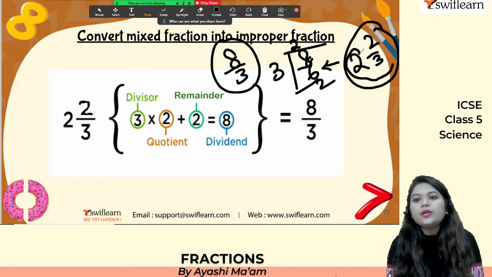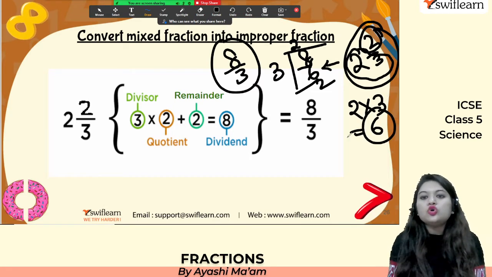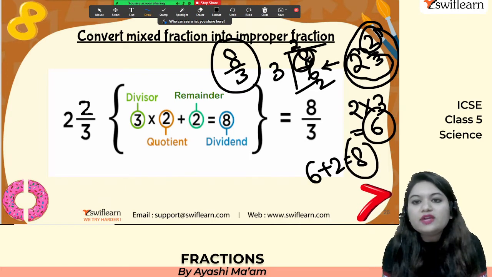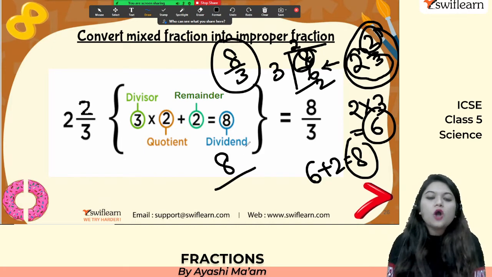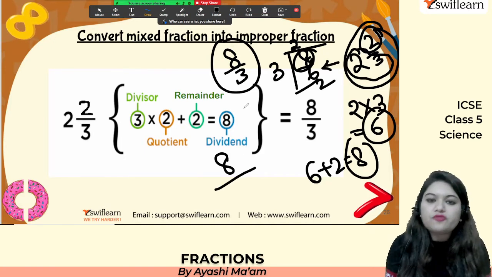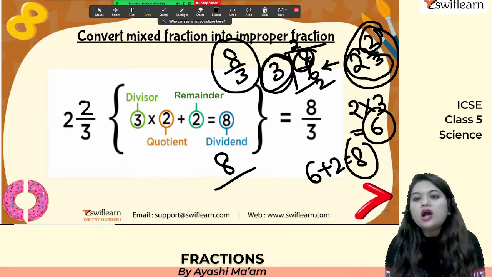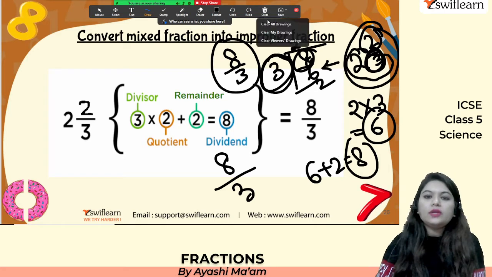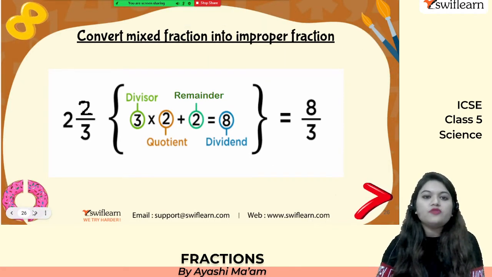So just see, simply go in the diagonal direction at first. So 2 into 3 is going to give you a 6. And if you do 6 plus 2, that is going to give you 8, which is nothing but the dividend, right? That is the dividend. And that will form the numerator of the improper fraction, and the denominator will be the divisor itself, that is 3. Or whichever is present over here, this 3 is going to be the denominator. Okay, this is how we can convert the mixed fraction into improper fraction.